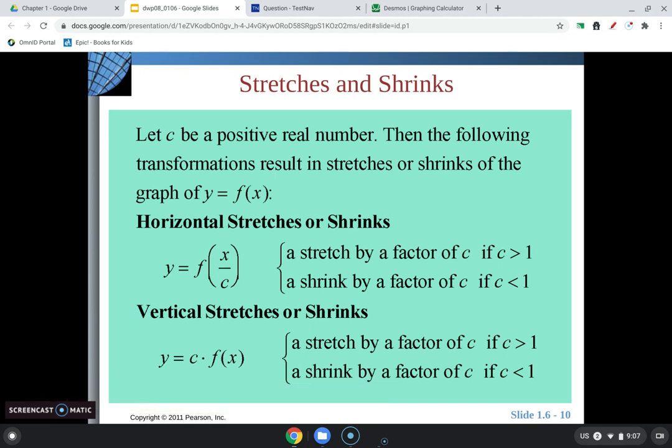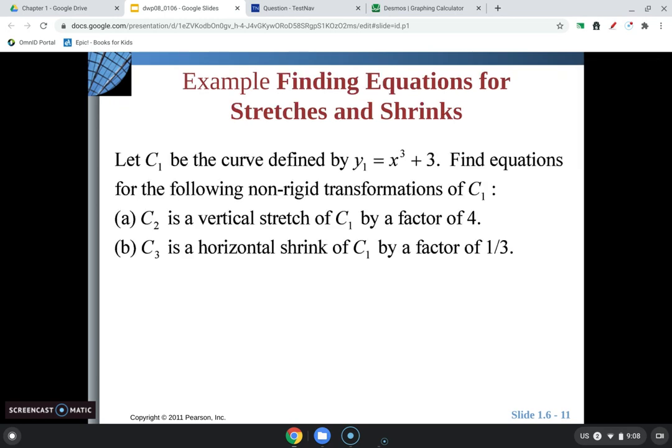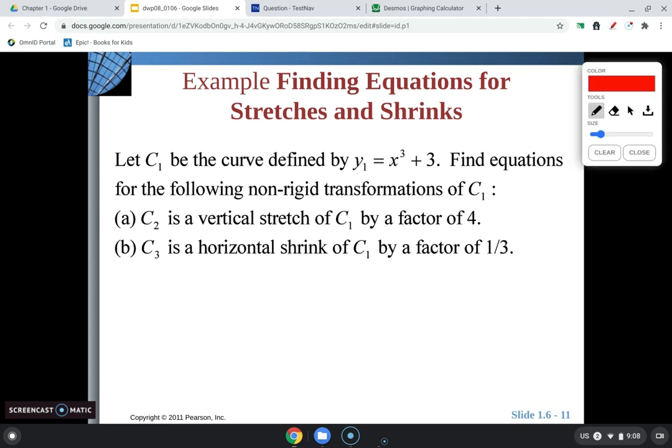All right, so horizontal stretches and shrinks. Vertical is easy. You just have the C out front. If it's bigger than 1, it's going to make it bigger, so it's going to vertically stretch it. If it's less than 1, it's going to shrink it. Horizontal's bizarro. You've got to do the reciprocal inside the function. So if C is greater than 1, it's going to horizontally stretch it. If it's less than 1, it's going to horizontally smush it or shrink it. So a horizontal stretch is the same thing as a vertical smush, and vice versa if you're looking at the graph.